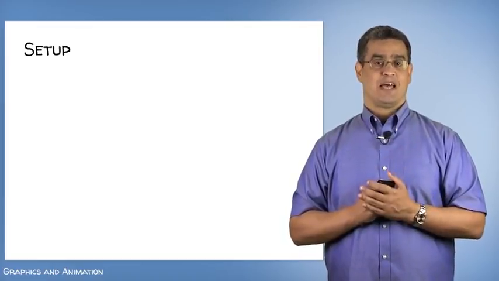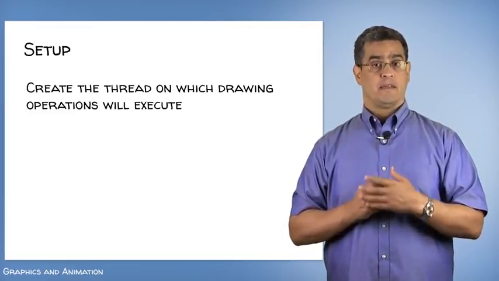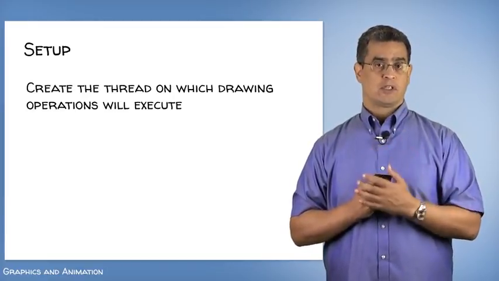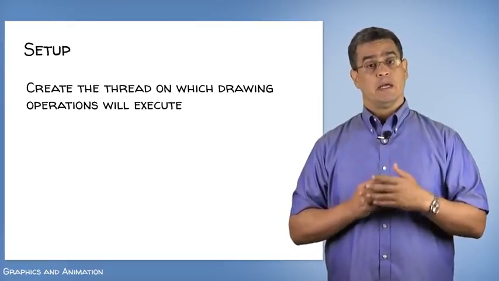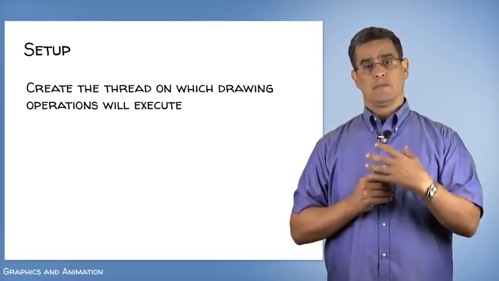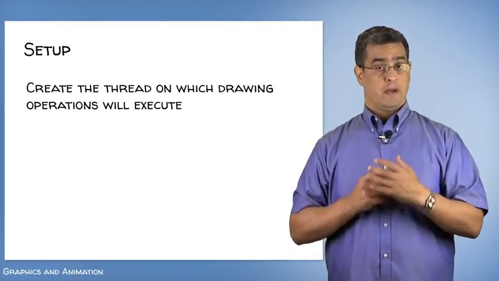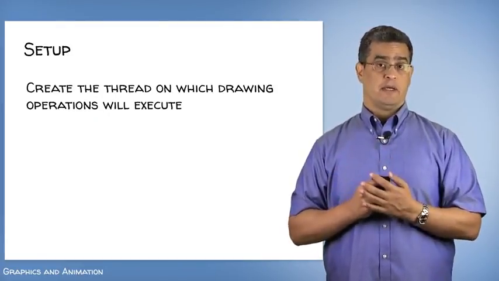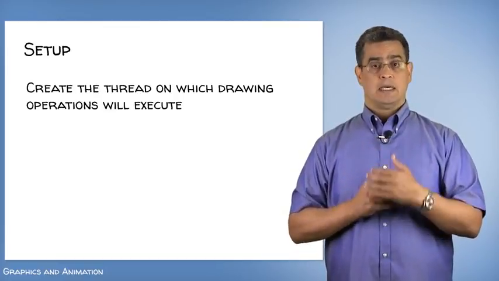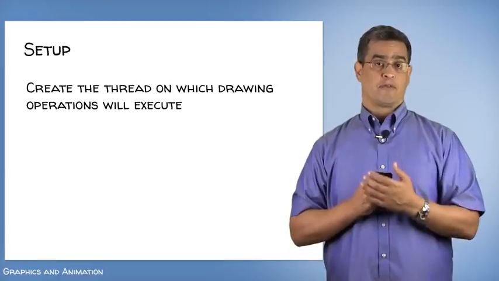And the last setup step is to create the thread that will be used for executing drawing operations on this surface view. And remember that the surface holder callback methods will usually be called from the main thread, not from the surface view's thread. So you'll have to make sure that you synchronize access to any data that is needed by both threads.